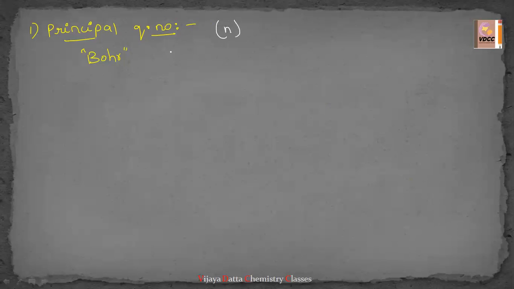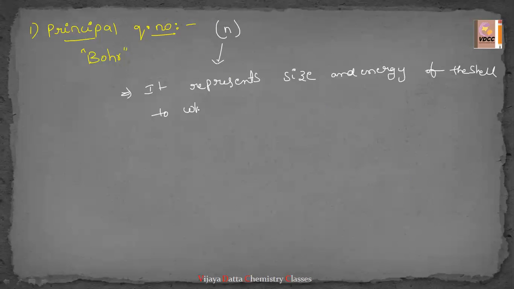Okay, see, this small n means the principal quantum number represents size and energy, the size and energy of the shell, which is very, very important. It gives the information about the size and energy of the shell to which the electron belongs. Whatever electron we want to address, that electron's size is what, energy is what, and which shell it belongs to will be given by this principal quantum number.